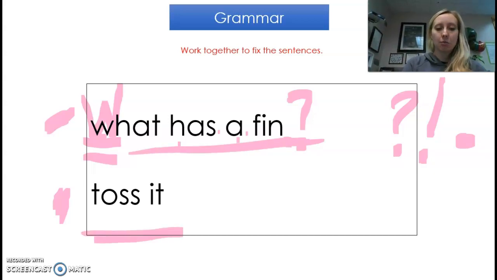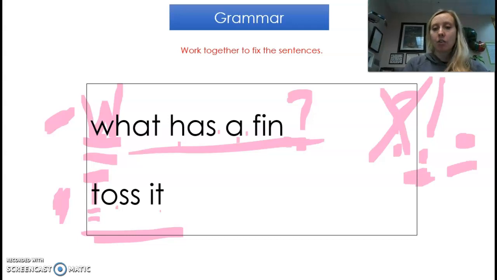Okay, let's look at this sentence. First I always start with my capital. Do I have a capital here? I do not. So I put my two lines under it. That means I need a capital, and I'm going to fix it. So let's read it. Toss it. Now is that a question? No. So we don't need a question mark. We could either be excited about it or just say it normally. We'll try both.